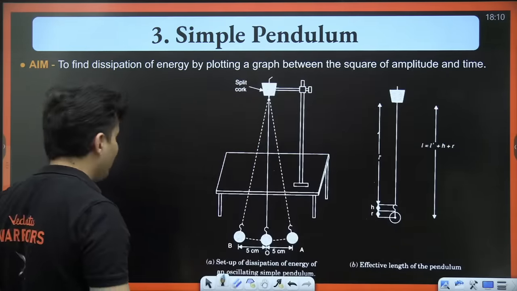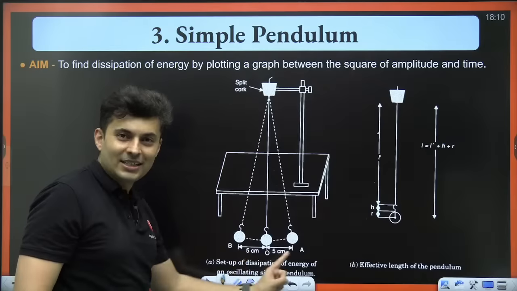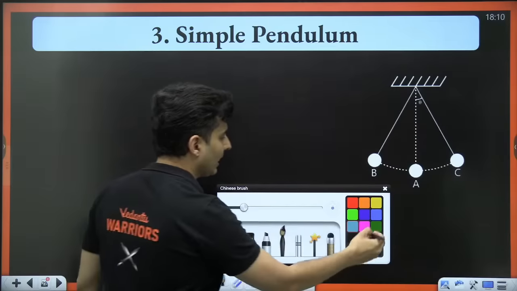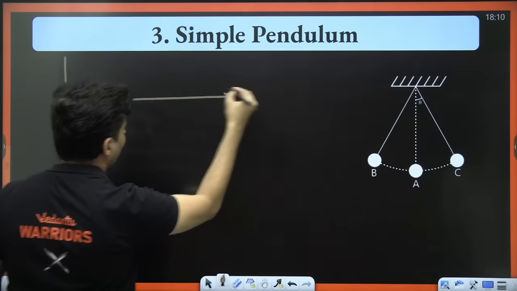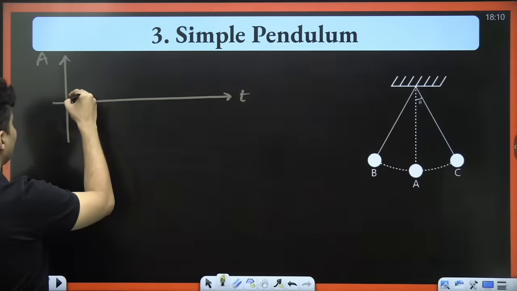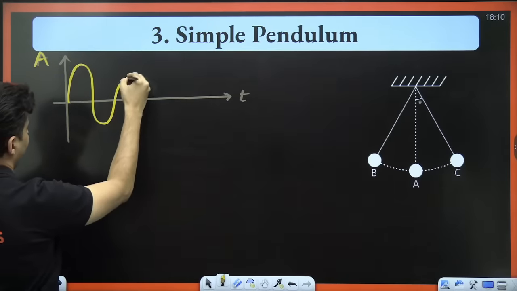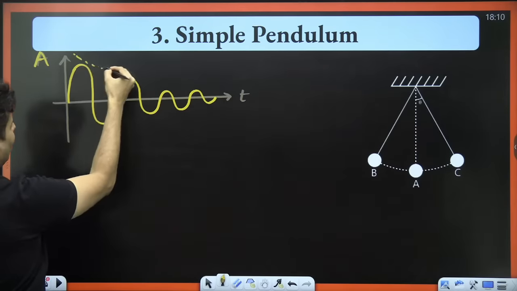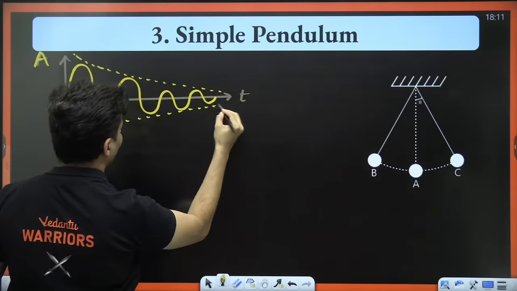So if you happen to plot the graph of how the amplitude changes with time, you will see it looks something like this. This is time. This is your amplitude. You will see that the amplitude varies like this. You can see the amplitude earlier was good, then it became smaller and smaller.